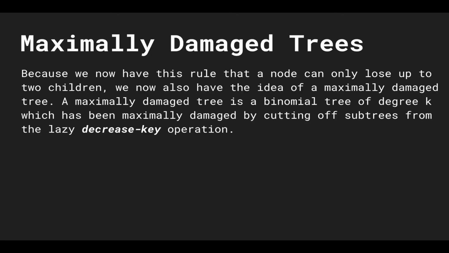So now, because we have this rule and idea that a node can only lose up to two children, we now also have the idea of a maximally damaged tree. A maximally damaged tree is a binomial tree of degree k, which has been maximally damaged by cutting off subtrees from the lazy decrease key operation. So this is a tree of degree 0, and it has no children to cut off.